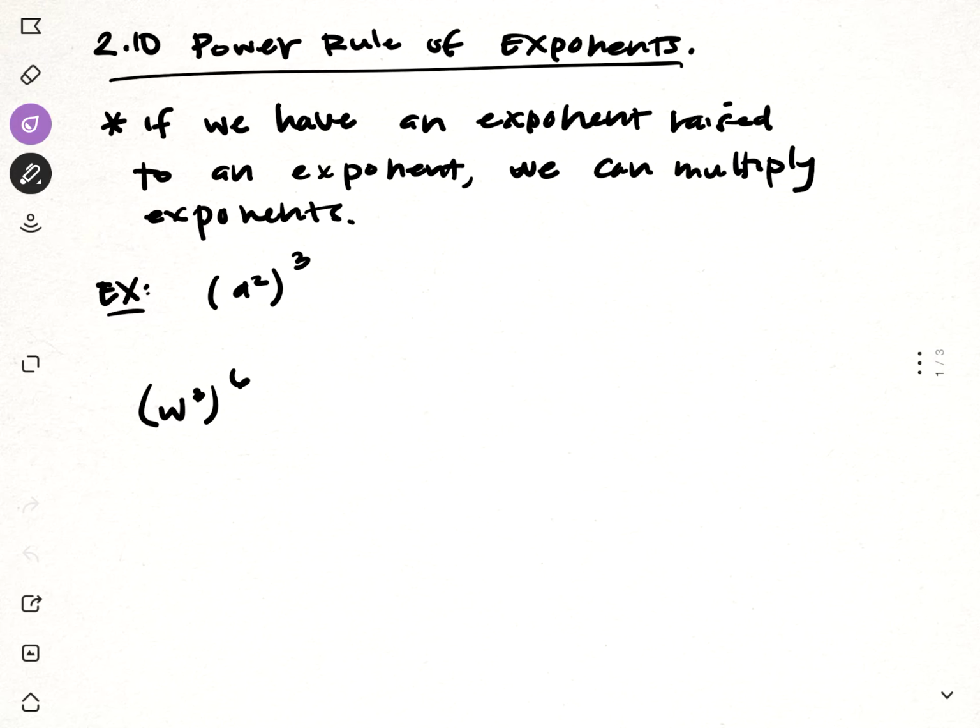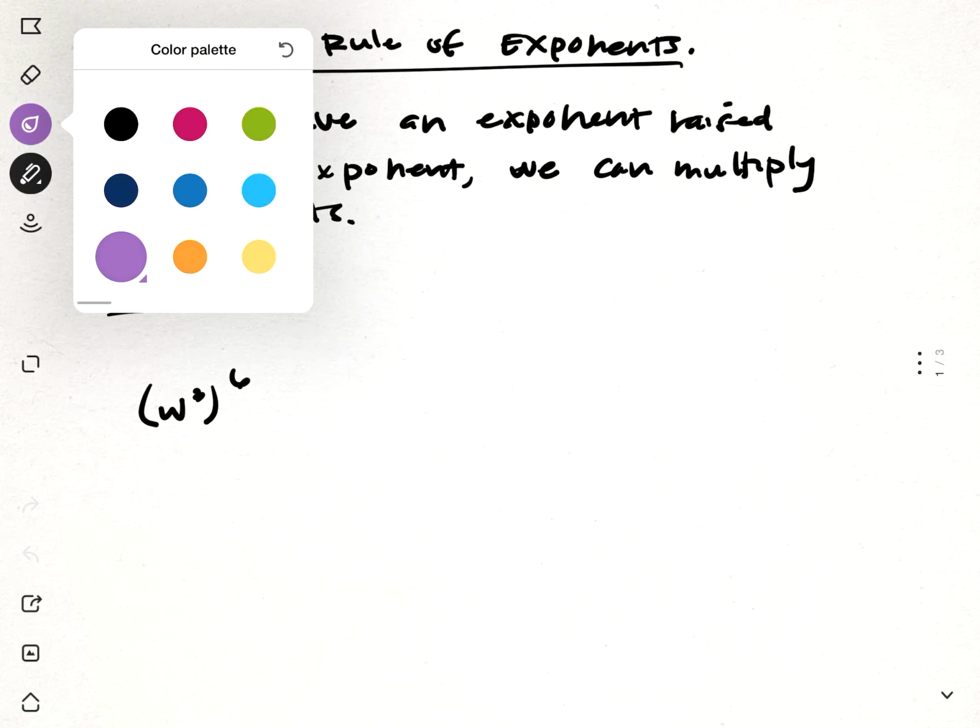Alright, welcome back. Today we're looking at 2.10, power rule of exponents. So this goes hand in hand with the product rule and the quotient rule. It says if we have an exponent raised to an exponent, we can multiply exponents. And then let's go ahead and look at why that's true.